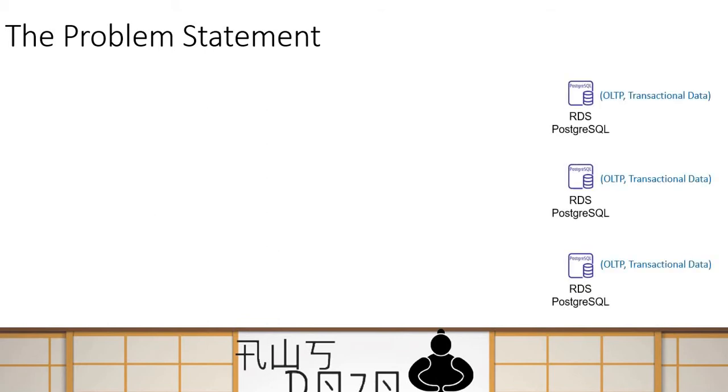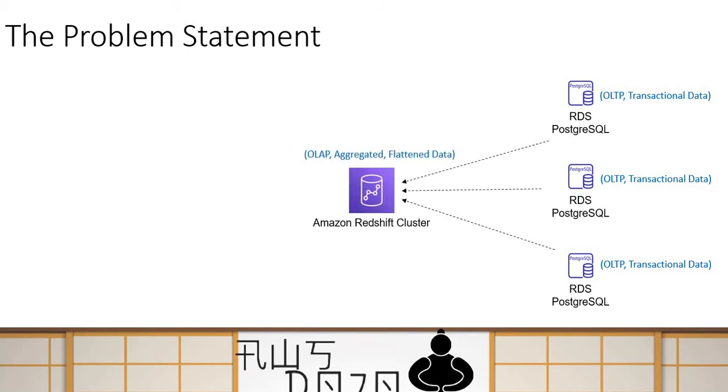Assume that you have multiple OLTP RDS PostgreSQL databases in place. These are the databases where you keep your transactional data, which are then populated by your end applications. And then you have an Amazon Redshift cluster where you keep OLAP kind of data. These are your aggregated data, your flattened data. You might be creating a star schema, and this could be probably the hub part of your star schema. That kind of data you are keeping inside Amazon Redshift.